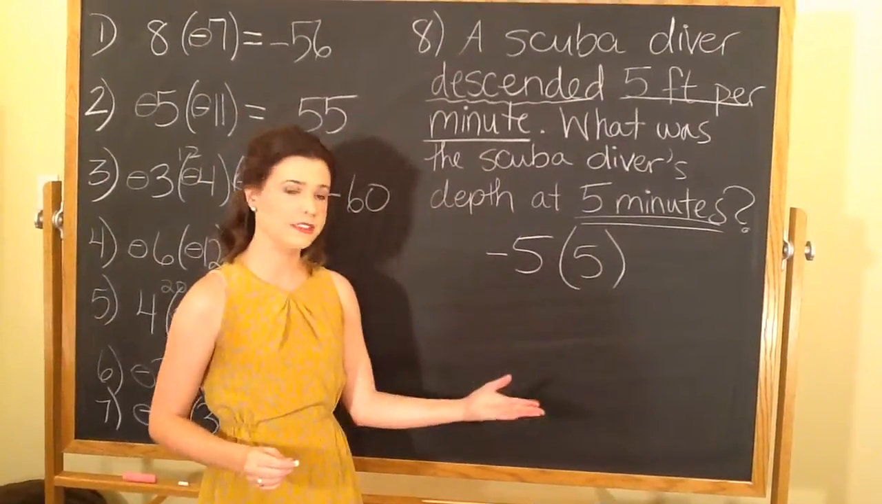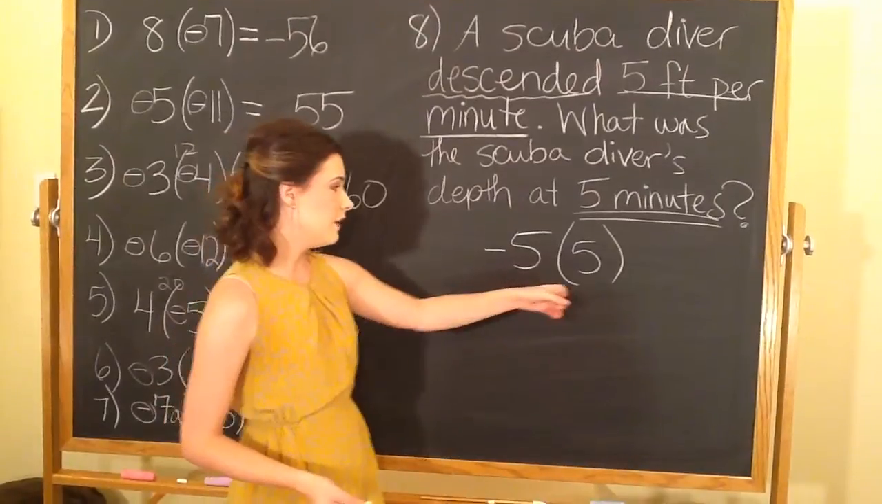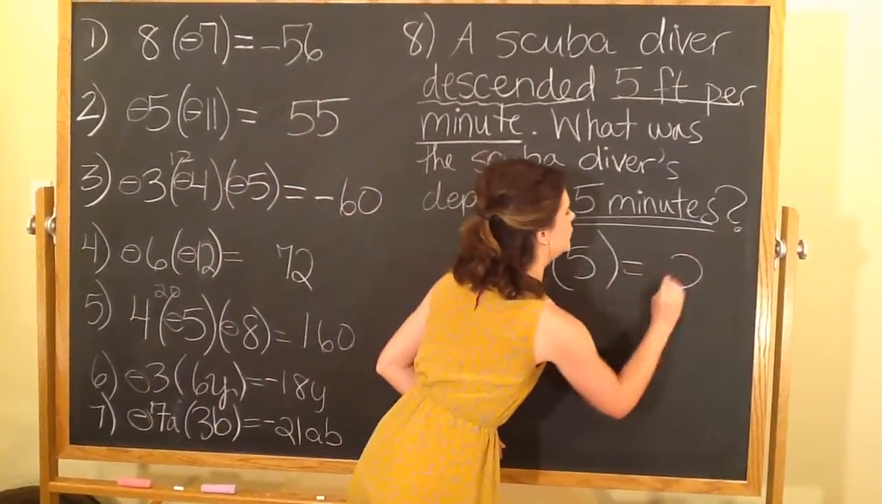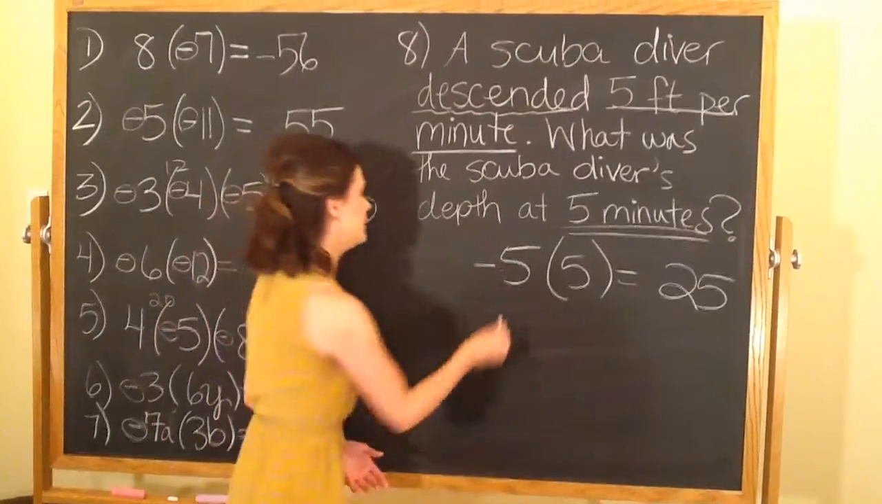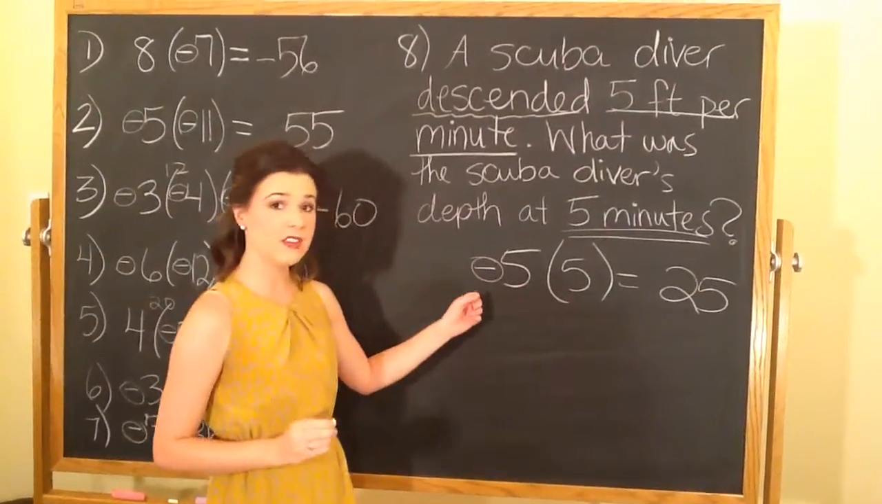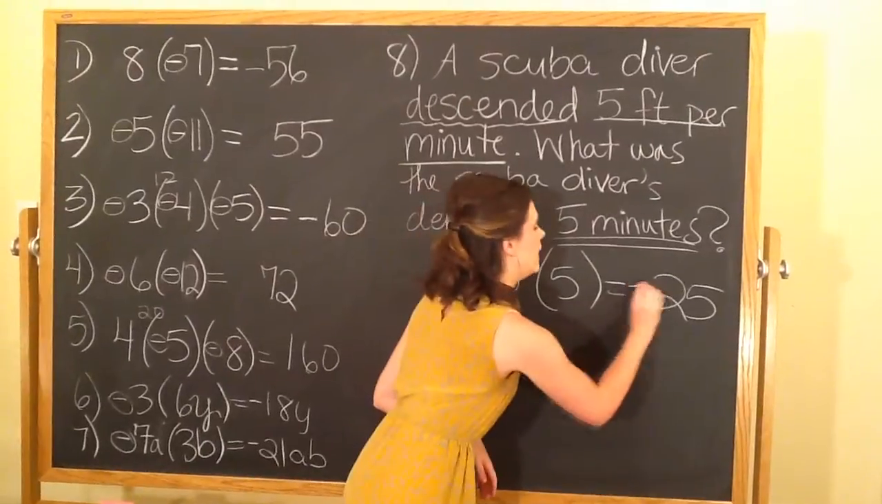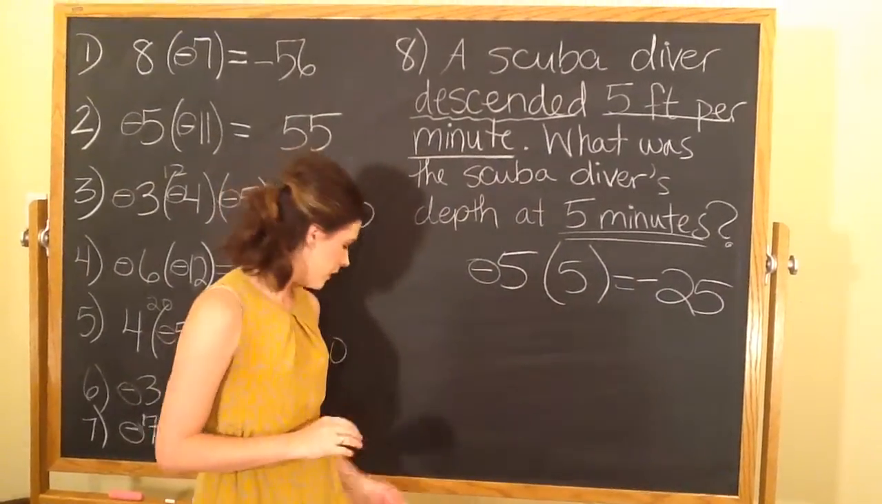So now let's go ahead and solve it. So negative 5 times 5 is going to give us 25. And what sign are we going to have? Is it going to be positive or negative? Let's see. We have one negative sign, so our answer is going to be negative. So our answer is negative 25.